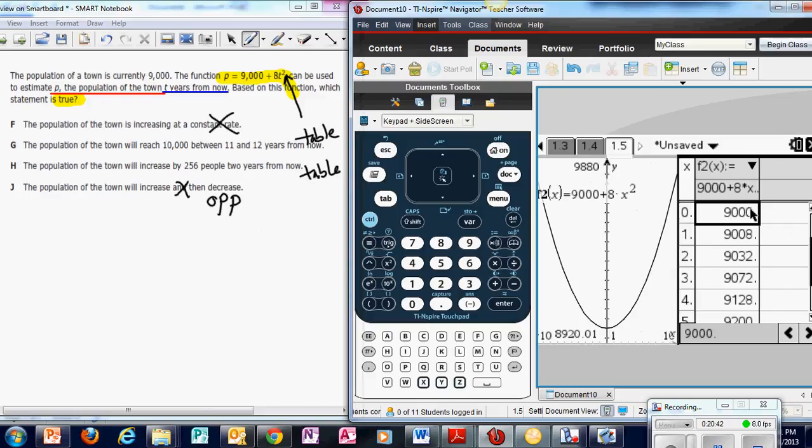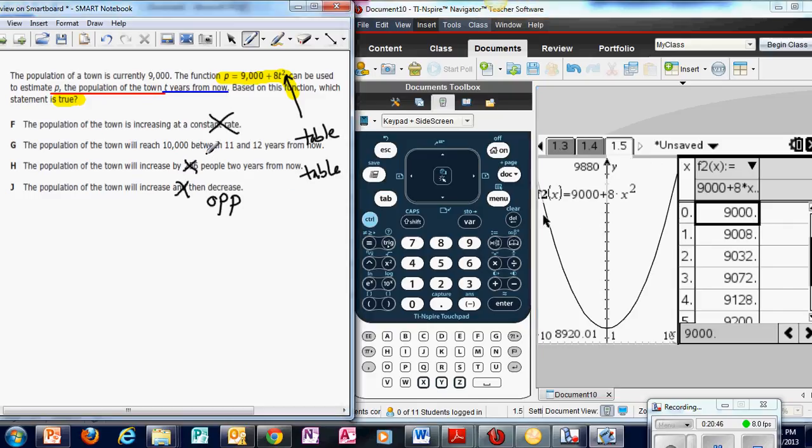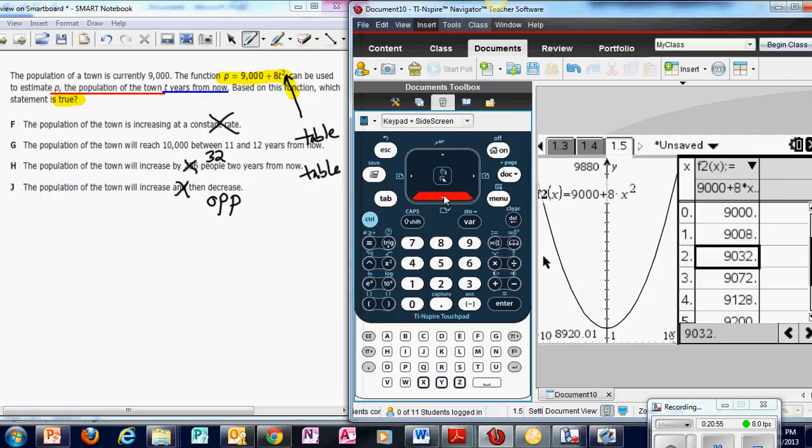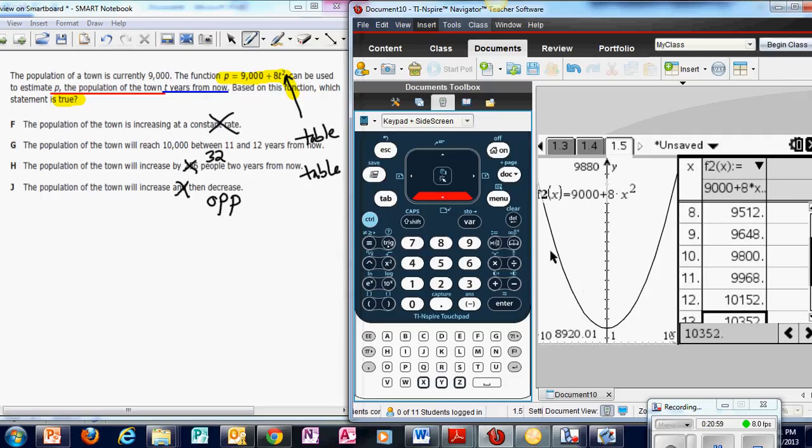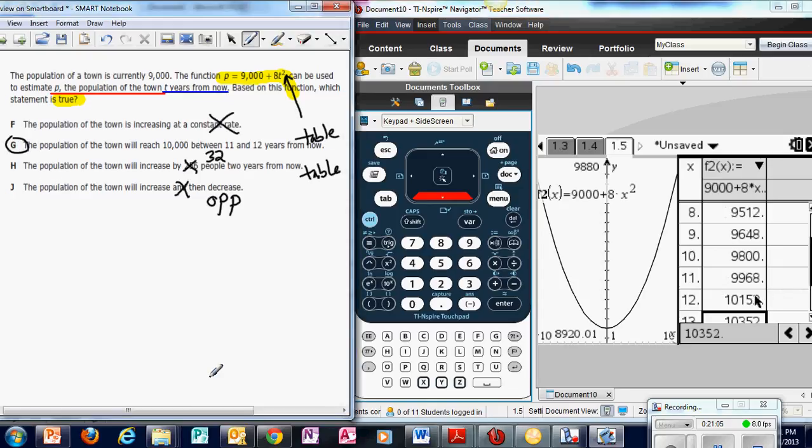And in 2 years, I go from 9,000 to 9,032. That is incorrect. It is an increase of 32. Let's verify that I'm going to get to 10,000 between 11 and 12 years. Arrow down till you get to 11 and 12. I don't need to change my table settings, and clearly 10,000 is somewhere between those two numbers. G is my answer choice.